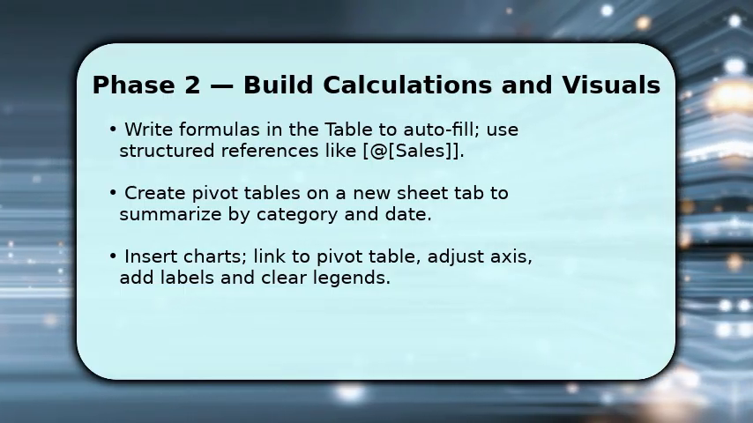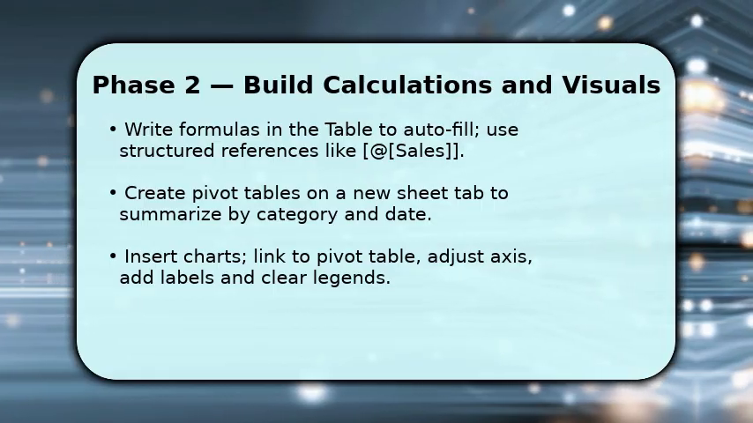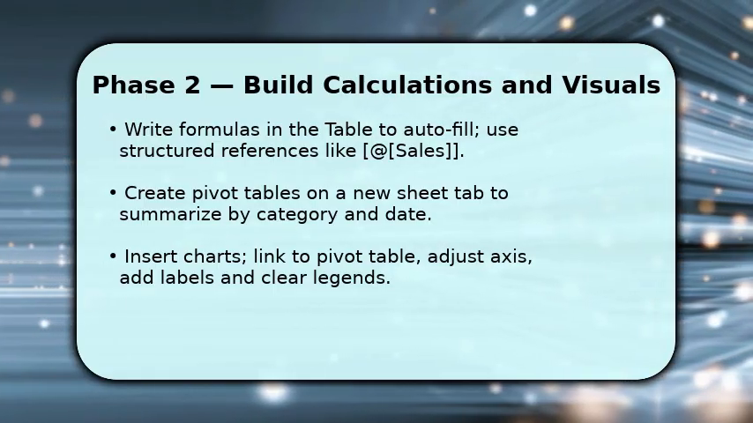Next, insert a pivot table on a separate tab to aggregate by category and time. This gives you fast summaries.